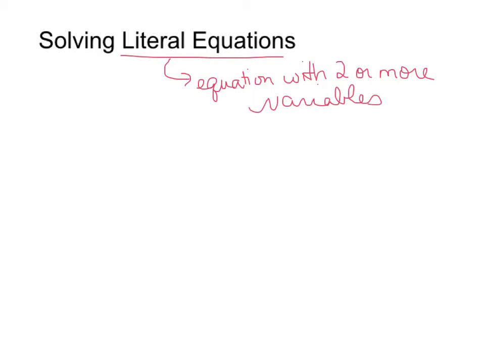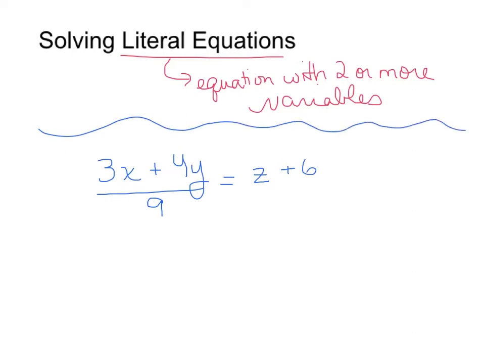might say that 3x plus 4y divided by 9 is equal to z plus 6. Okay, so this would be an example of a literal equation. It has actually three variables, x, y, and z, completely made up, but that's okay. Okay, let's suppose I wanted to solve for x. So I wanted to know what x would be equal to.